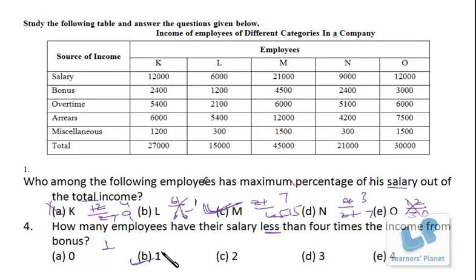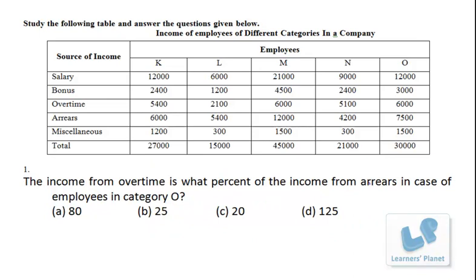bonus, right? Okay. Now the income from overtime is what percent of the income from arrears in the case of employee in category O. Okay, overtime by arrears for O. Overtime is 6,000 and arrears is 7,500. So our calculation is 6,000 by 7,500 into 100, right? So precisely it is the fraction 60 by 75. 60 by 75, if we cancel it from 15, that is it will be 4 by 5. 4 by 5 is 80%. Okay, so quite a simple problem. You can do it mentally, right?